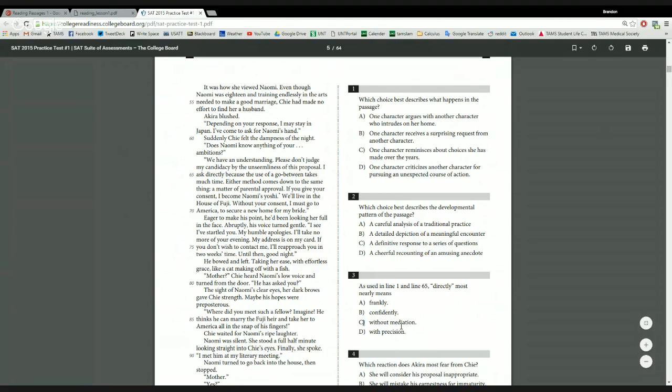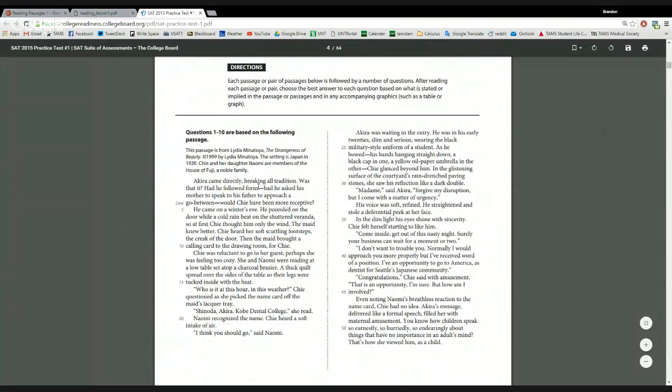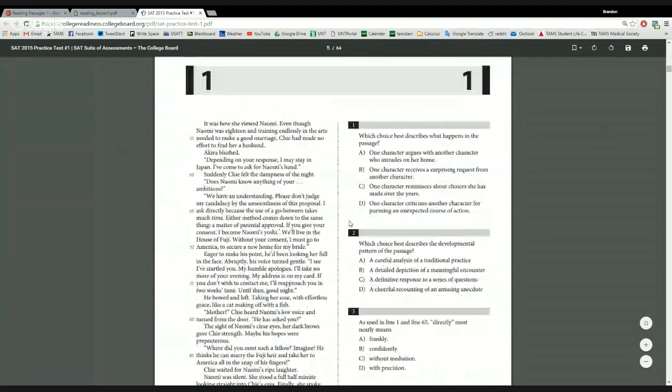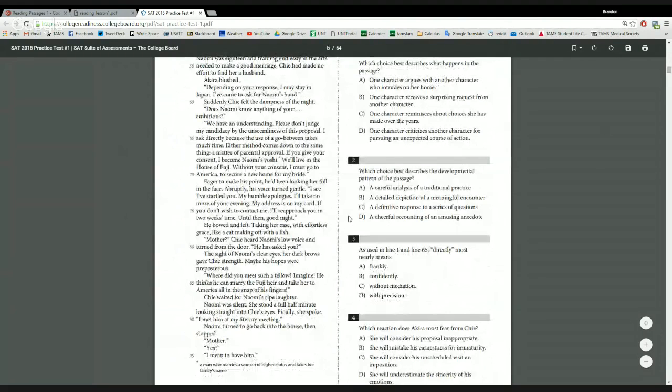You never want to miss. After you get the answer choice, you still want to go through each answer choice. So D, with precision. Akira came with precision, breaking our tradition. I mean, it sounds right, but it's not said anywhere in the passage, so you can't assume that. Yeah, that's crossed out. So A, B, and D don't work. C is the answer choice for number 3, without mediation.